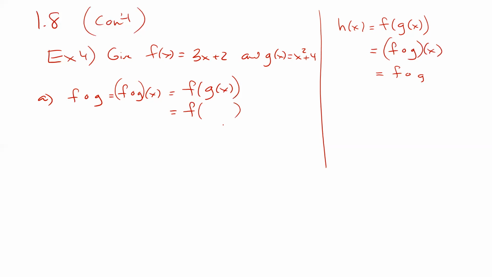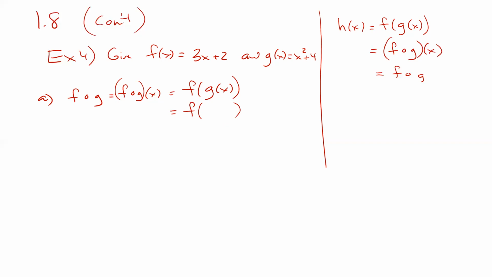All right. So what does G of X do? It squares a number, adds four. That's the operation of G. What does F of X do? Triples the number, adds two. Good? So what we want to do is mush these operations together.